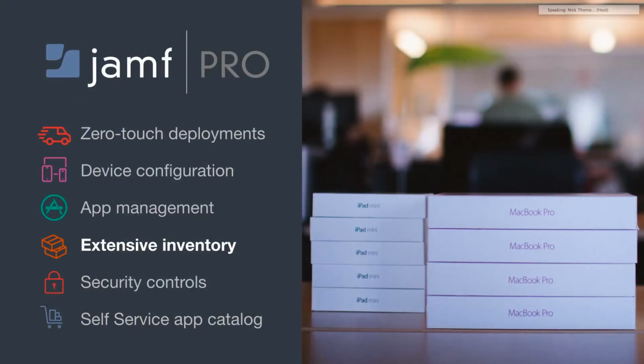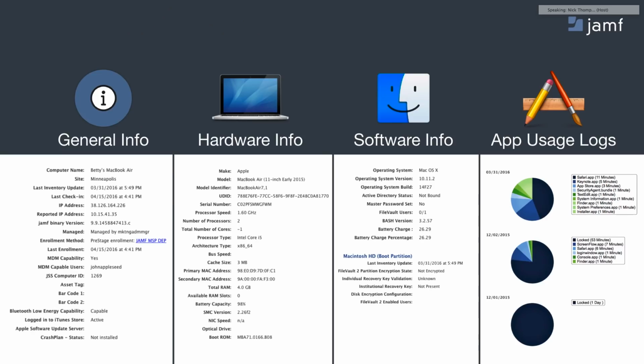So we've deployed devices, we configured them, we've got some apps on there. Now let's gather some inventory data and help make our lives a little bit easier by automating some things. Jamf Pro collects a lot of inventory data. We get some great information about the device itself, when it last checked in, the IP address. We get some hardware information about the device, serial number, the model number, how much RAM it has, hard drive, etc.